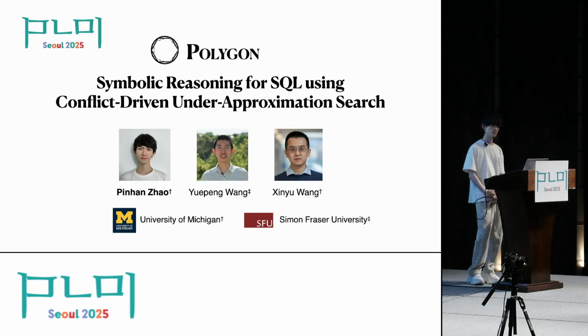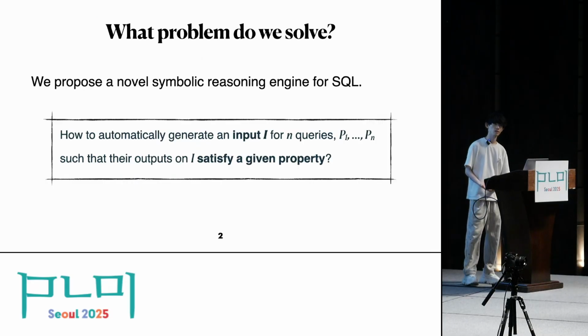And today I'll talk about a general symbolic reasoning engine that uses the idea of under-approximation to reason about complex SQL queries. In our work, the core problem we study is how to automatically generate an input for n queries such that their output on the generated input satisfies a given application property. This can be instantiated to solve many different real-world tasks. Let me give you two examples.